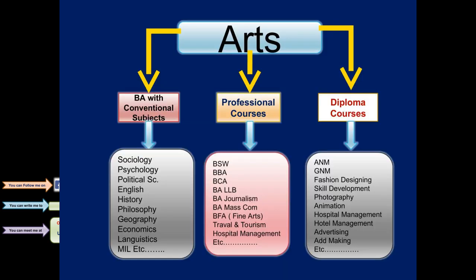You know, for the arts students, there are a number of conventional programs: BA Political Science, BA Sociology, BA English, BA Philosophy, Psychology. So these are some conventional subjects. I'll mention more details of these conventional subjects.